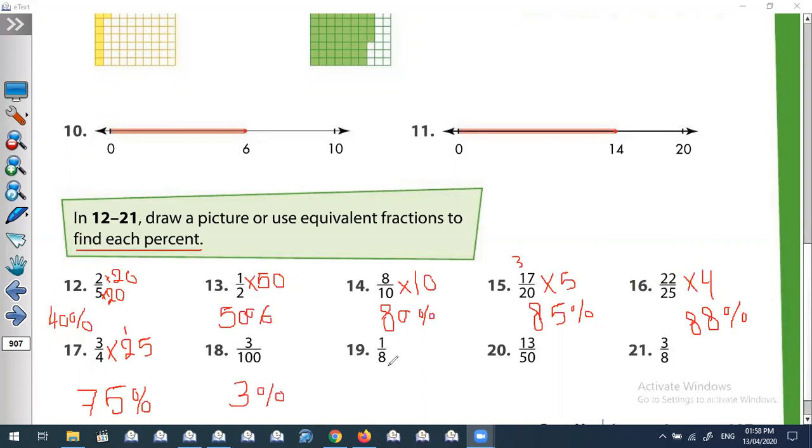8, to change 8 into 100, how can we change 8 into 100? Who can tell me? 8 cannot change into 100. So what are we going to do? We are going to make 100 divided by 8 to find the number.